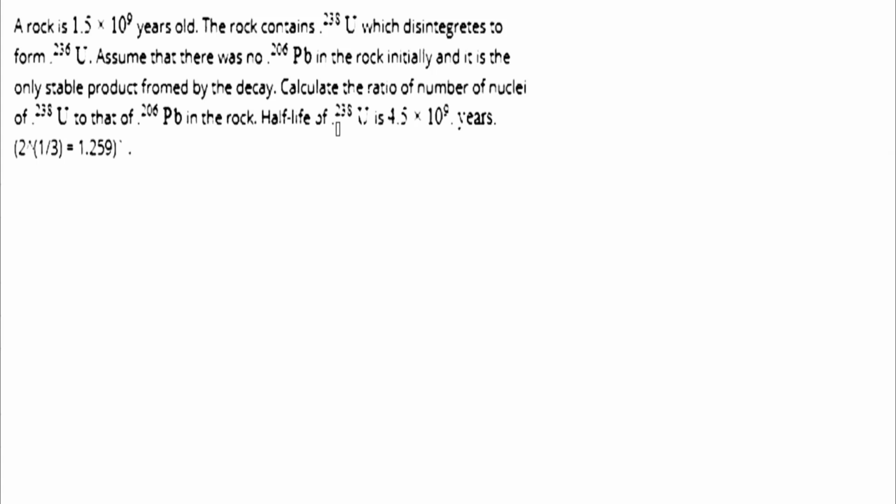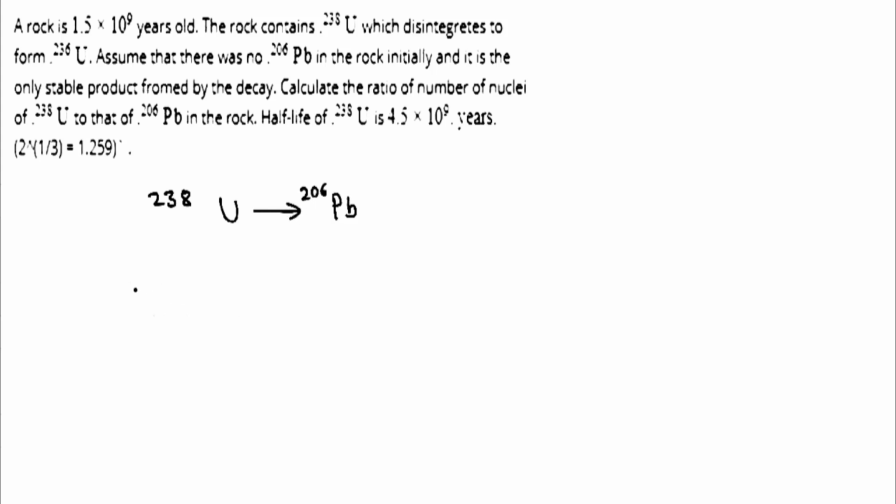The half-life of uranium-238 is given, that is equal to 4.5 into 10 to the power 9 years. Clear? And it is also given that 2 to the power 1 by 3 is equal to 1.259. Now we can see that uranium-238 disintegrates and Pb206 is the stable product.